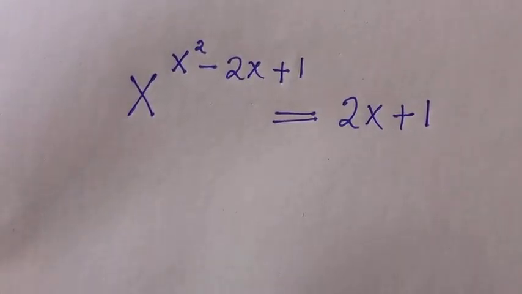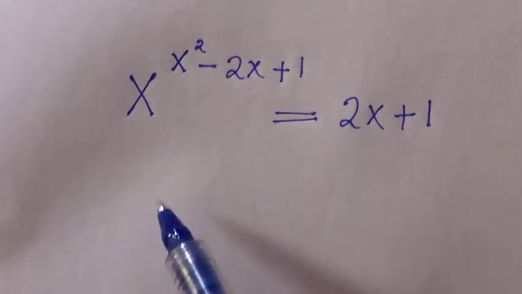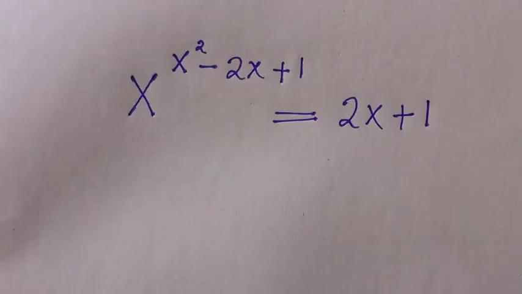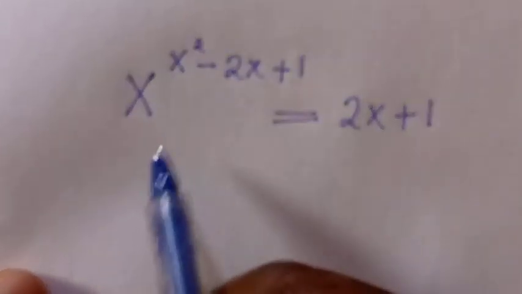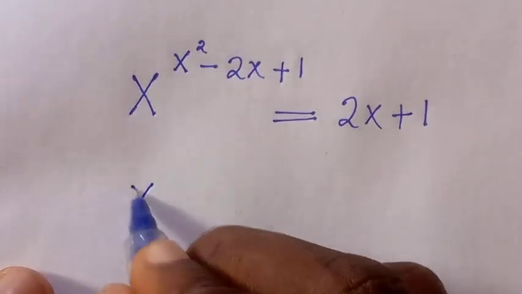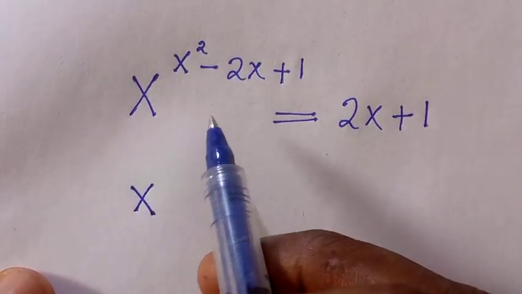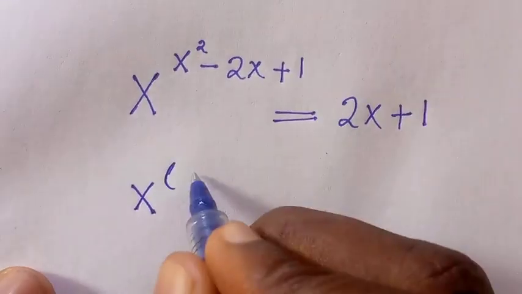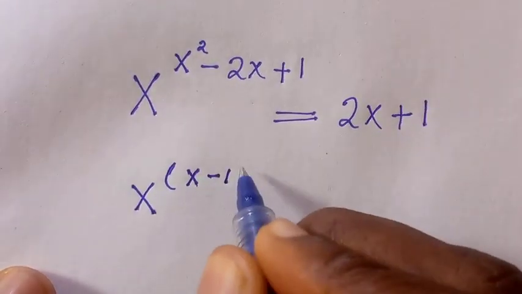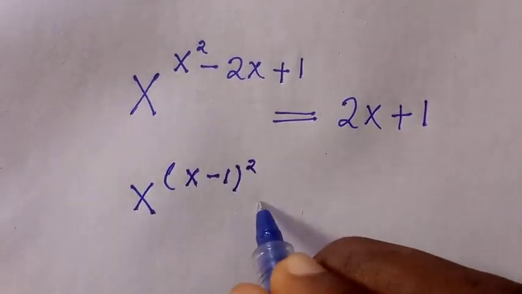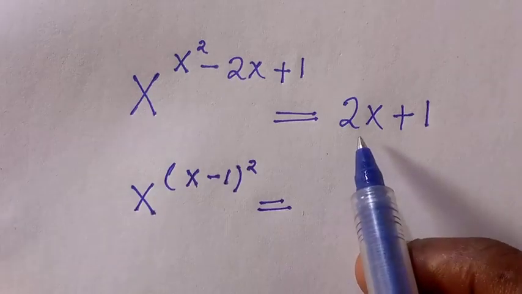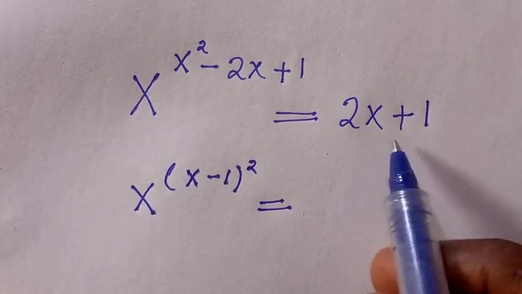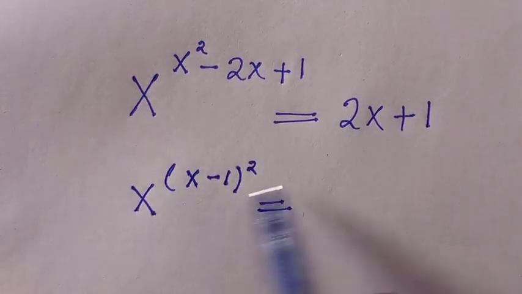How to solve this algebra problem, quadratic exponent for the value of x. We are given x to the power of x squared minus 2x plus 1 equals 2x plus 1. To solve this, we start with the power: x squared minus 2x plus 1, we can rewrite as (x minus 1) squared. Then the right side, 2x plus 1, we can also rewrite in terms of x minus 1.